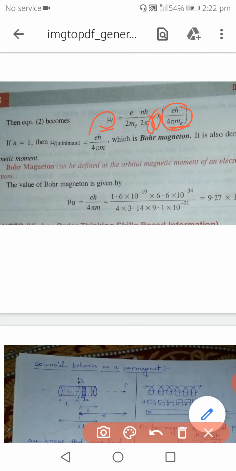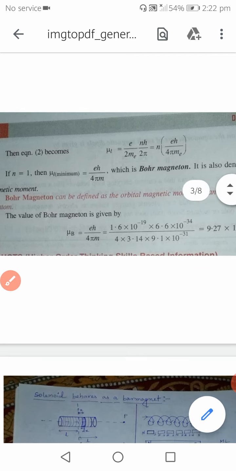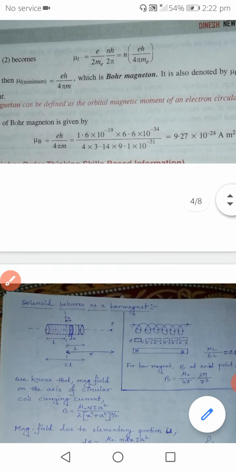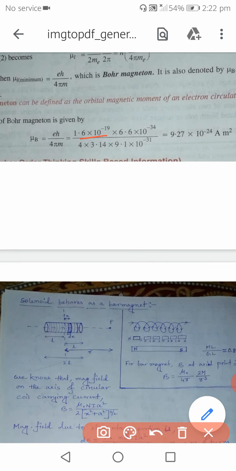And it has a value. As I told you, these values are constant numbers. So if we substitute the values of these constants here, we get another constant value, 9.27 into 10 to the power minus 24 ampere meter square. This is the value of the Bohr magneton.